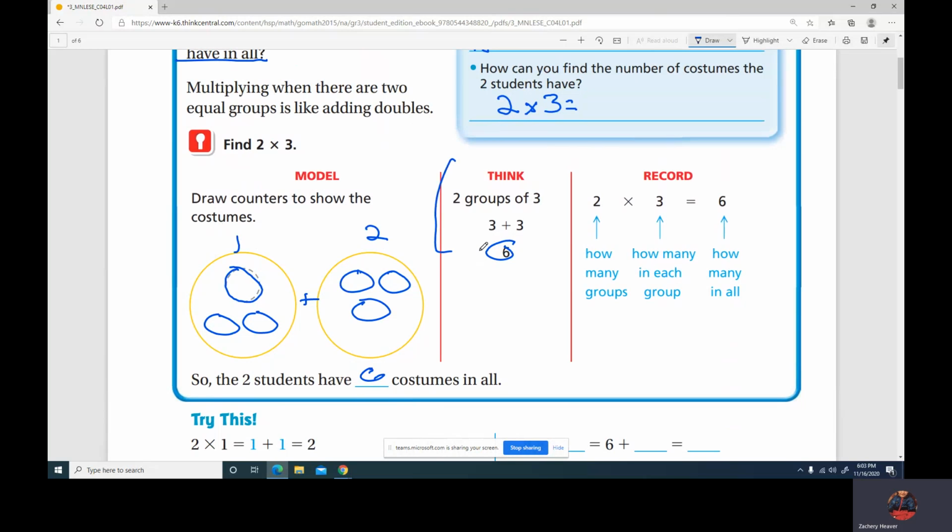This is the big part they want you to understand. 3 plus 3 is the same as 2 times 3. Skip count by 2 three times, or even add 3 twice. Double 3. So this is a little exercise.